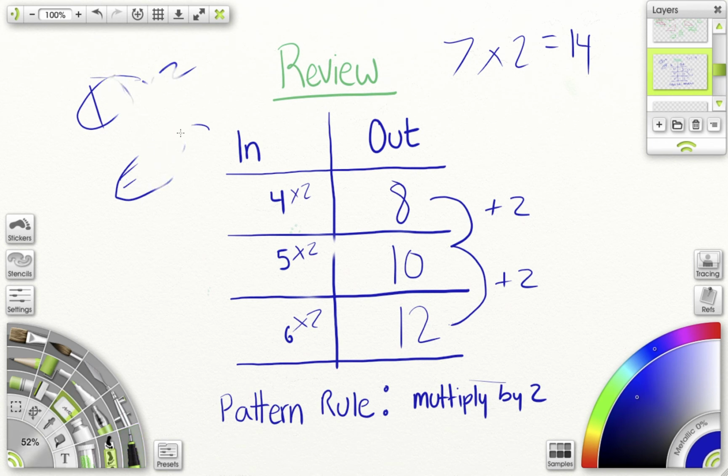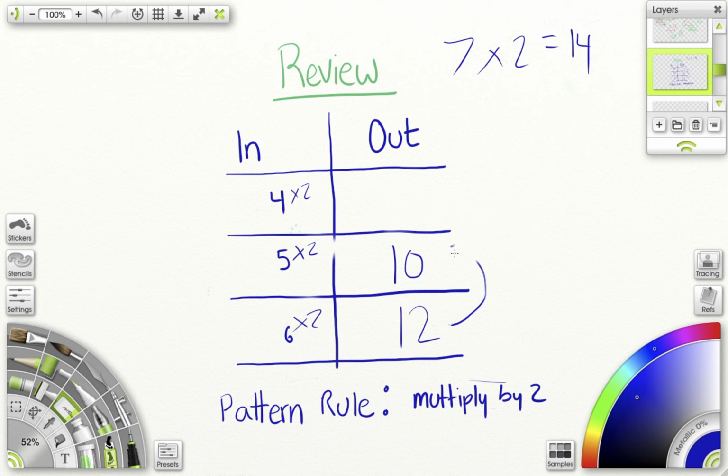How about if there is no input number given to you, it only gives you the output number? So let's try that one out. So I'm going to put a bunch of numbers up, and we're going to try to find out what the input number would be.